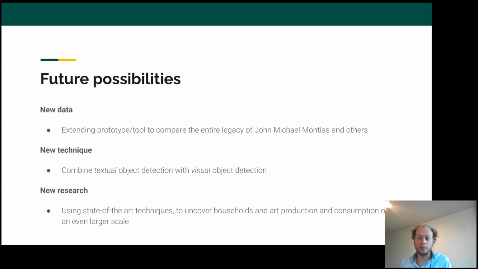Would also be nice, and Weixuan already mentioned this. What if we combine this visual object detection on paintings and then are able to point to the finding place of this object textual in an inventory? Just a matter of adding data. The same technique, IIIF and linked open data, can be used. But for this, I'm afraid we need a new project. We need new research. So something with state-of-the-art techniques, artificial intelligence, to uncover, again, production and consumption on an even larger scale. And it's interesting material. I hope we will be able to do this.